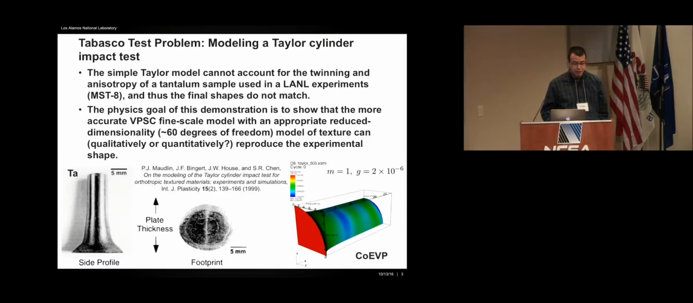That application being Tabasco. Our test problem was modeling a Taylor cylinder impact test. I'm not going to go into the science too much because I don't know it, and this is a Charm workshop. But the simple Taylor model cannot account for the twinning and anisotropy of a tantalum sample used in nano experiments, and the final shapes do not match. So if we used a more accurate simulation, we could match the shape and do science.